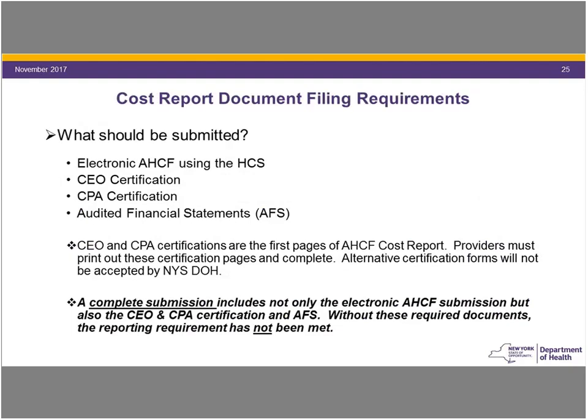The cost report document filing requirements. We need not just the electronic cost report using the HCS, we need that CEO certification, the CPA certification, and the audited financial statements. The CEO and the CPA certifications are the first pages of the AHCF. You need to print them and complete them, and we don't accept alternative certification forms.